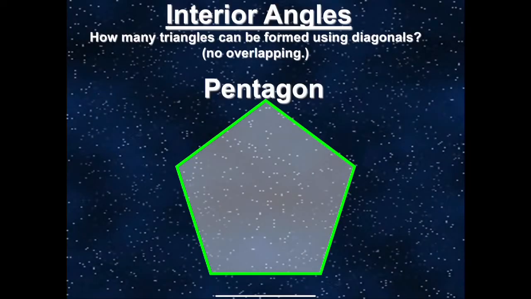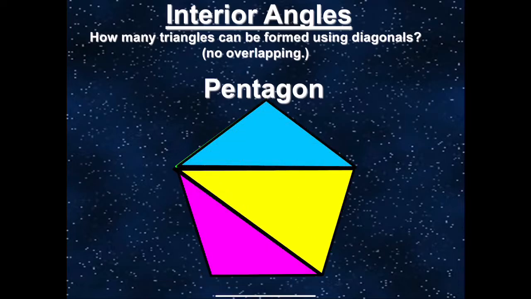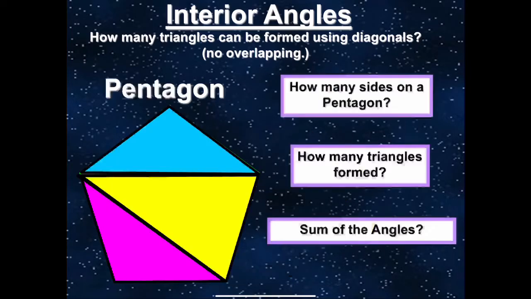Now, looking at a pentagon, I can make a diagonal there, and I can make a diagonal right there. That in turn makes 3 triangles. So how many sides are on a pentagon? A pentagon has 5 sides. How many triangles are formed? There's 3. Now I want you guys to think about this, okay?